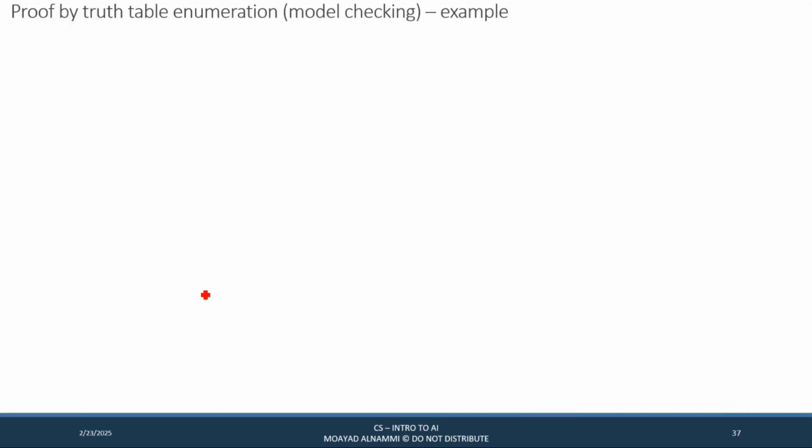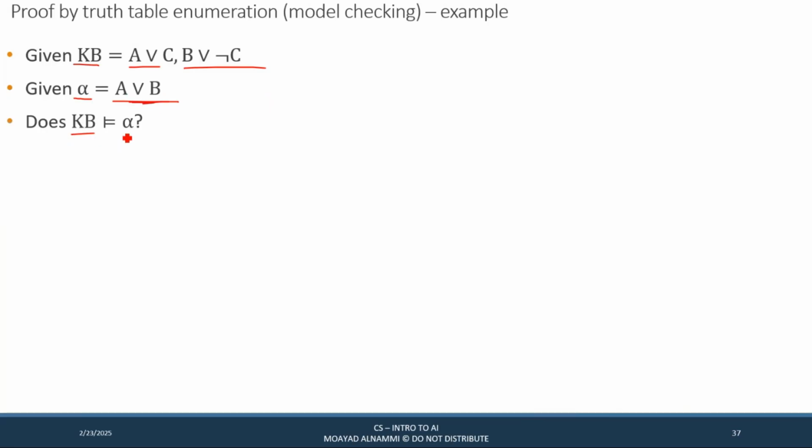So let's look at model checking using an example. Suppose you're given a knowledge base. Your knowledge base contains two sentences: A or C, and another sentence, B or not C. You're given a query alpha, which says A or B. Does the KB entail alpha? We can answer this using truth table enumeration.